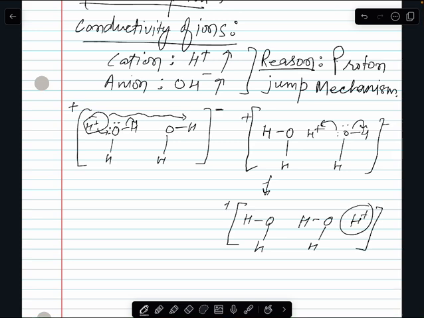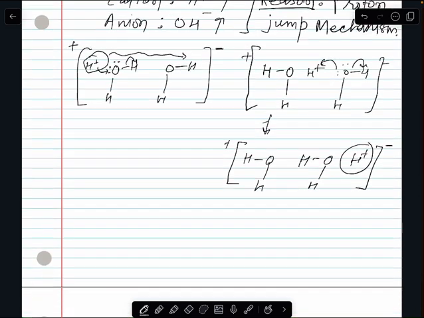So we have seen that this particular thing is called proton jump. The H2O molecule adjacent to this H plus ion will capture this H plus ion and release one of the hydrogens. The released hydrogen will be captured by the next water molecule in a similar way. It will again release the H plus ion, and in turn this H plus ion will move from one electrode towards another electrode. The same thing happens with OH minus ion also.